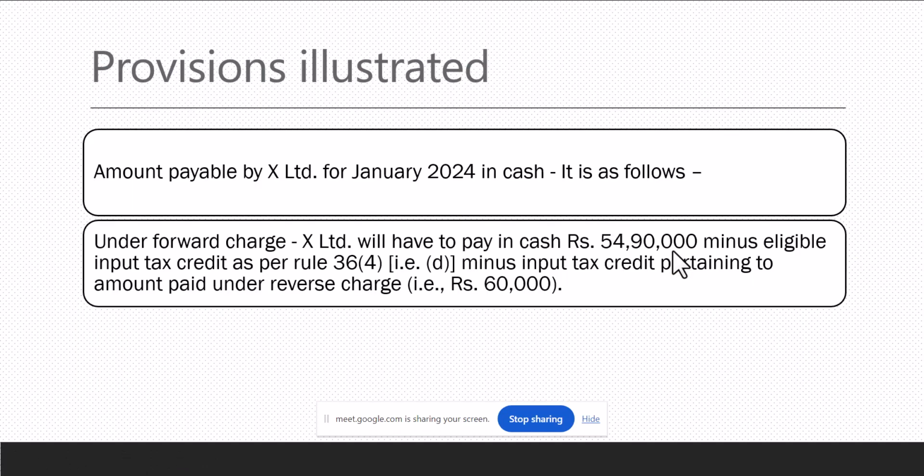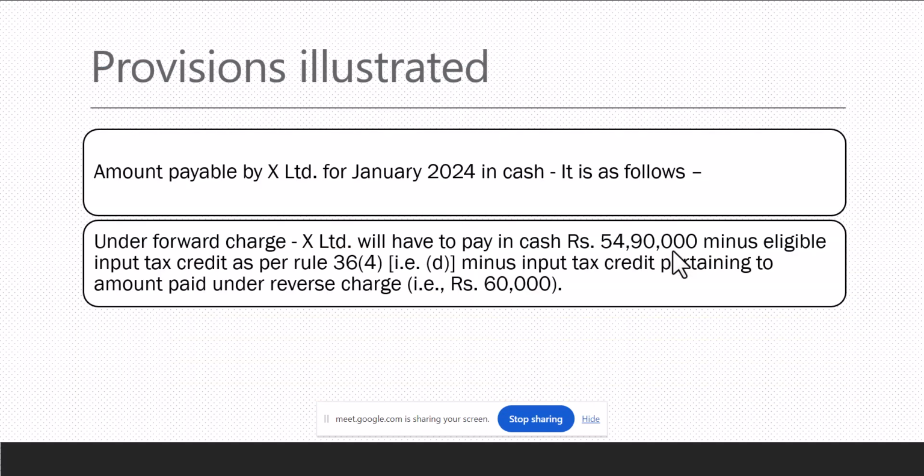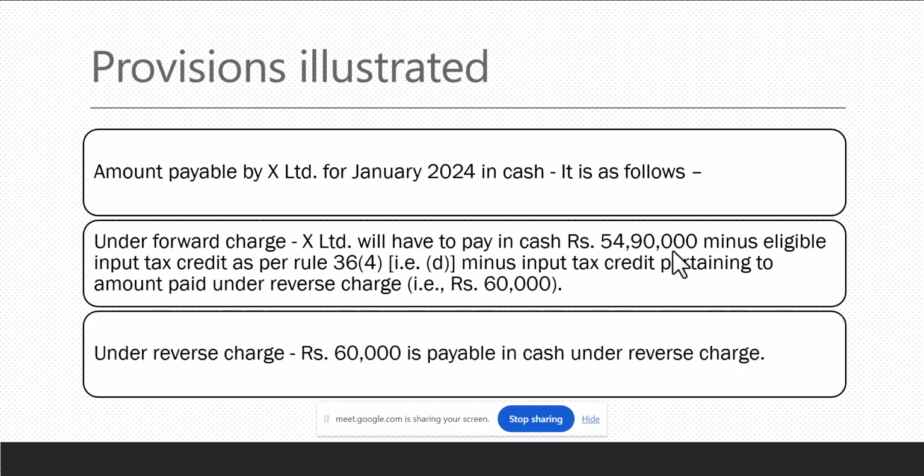Now read this. Amount payable by X Limited for January 24 in cash. Under forward charge, X Limited will have to pay in cash rupees 54 lakh 90,000 minus eligible input tax credit as per Rule 36(4), that is, minus input tax credit pertaining to amount paid under reverse charge. That will be 60,000. 54 lakh 90,000, and then column D, this is the amount which is blocked. Minus this. And of course he has to pay 60,000 rupees in cash, so under the reverse charge mechanism he has to pay 60,000 in cash.